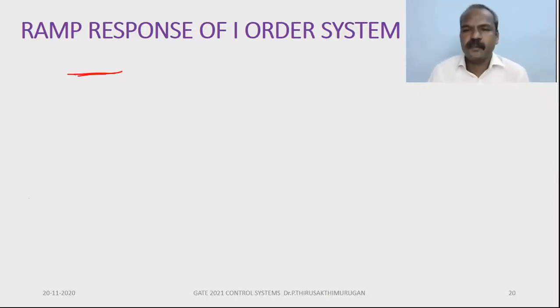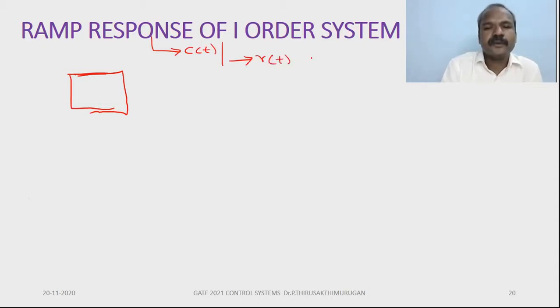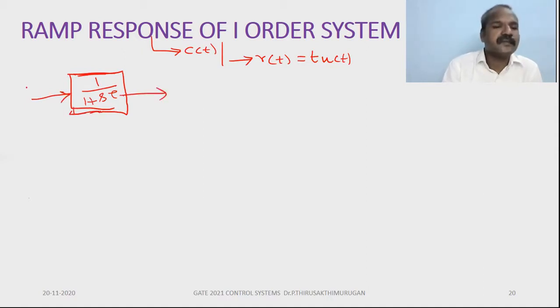Next, we discuss the ramp response of a first order system. Similar to the previous one, what is ramp response? Ramp response is C of t for R of t equal to the ramp input, that is t into u of t. So the first order system is 1 by s tau. Clear? So what is the input?